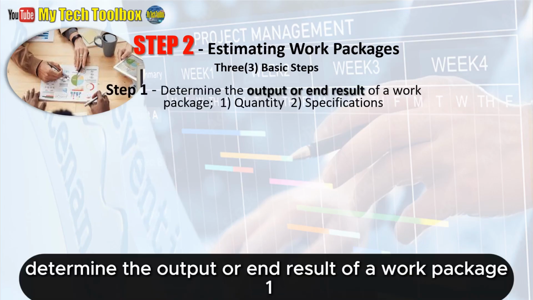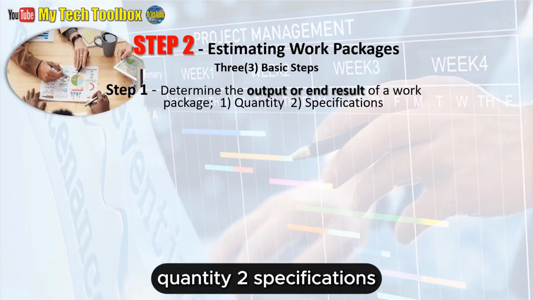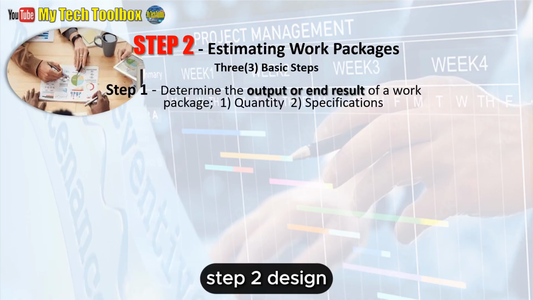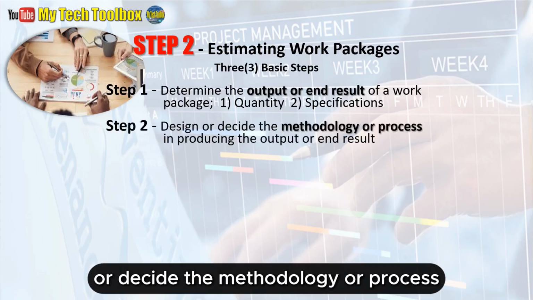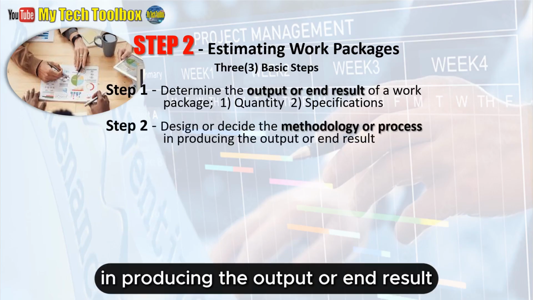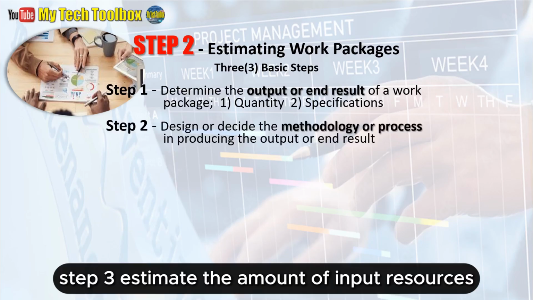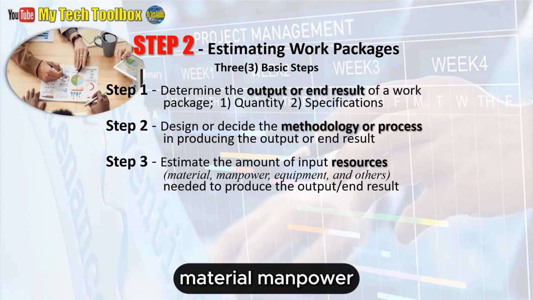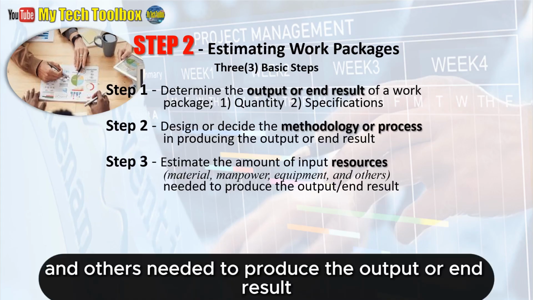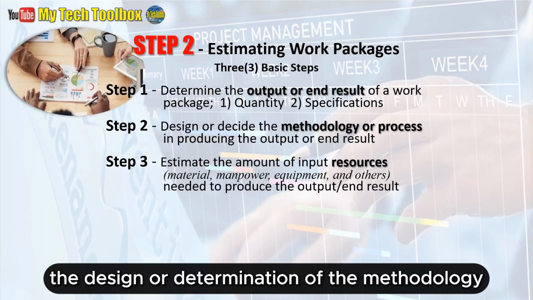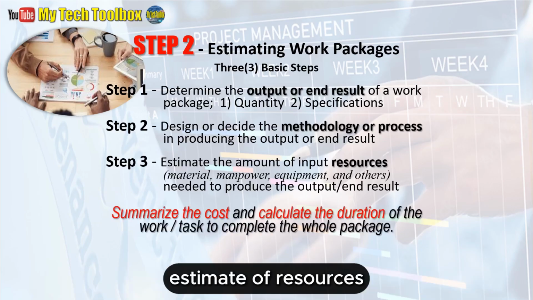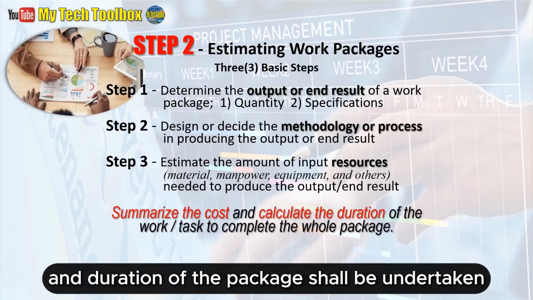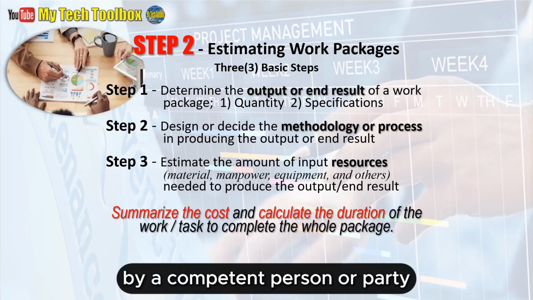Step 1. Determine the output or end result of a work package. 1. Quantity. 2. Specifications. Step 2. Design or decide the methodology or process in producing the output or end result. Step 3. Estimate the amount of input resources, material, manpower, equipment, and others needed to produce the output or end result. The design or determination of the methodology, estimate of resources and duration of the package shall be undertaken by a competent person or party.